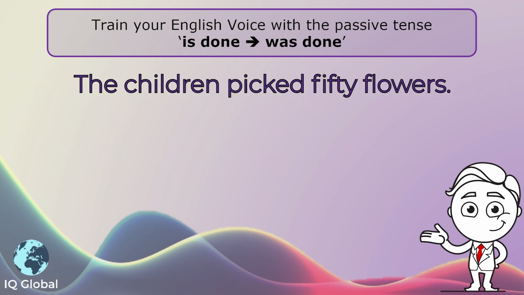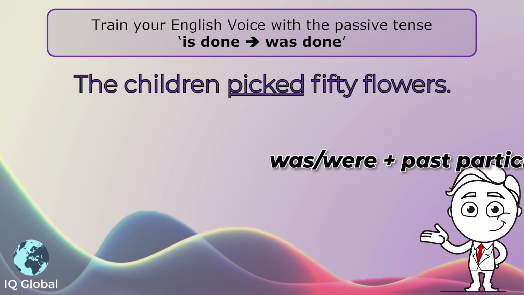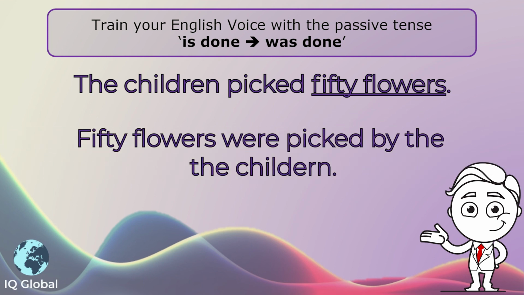Our next example, the children picked 50 flowers. We see it's the past tense, so we will use was or were plus past participle. We see the subject comes after the verb, 50 flowers, and the subject is plural, so we will use were, and the sentence becomes 50 flowers were picked by the children.